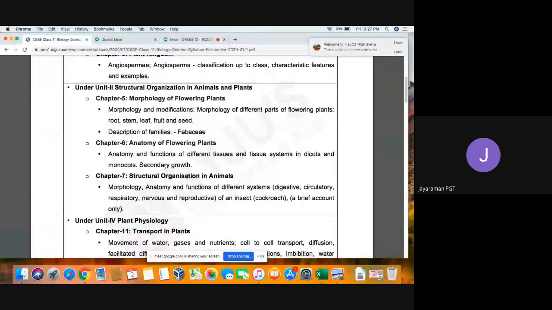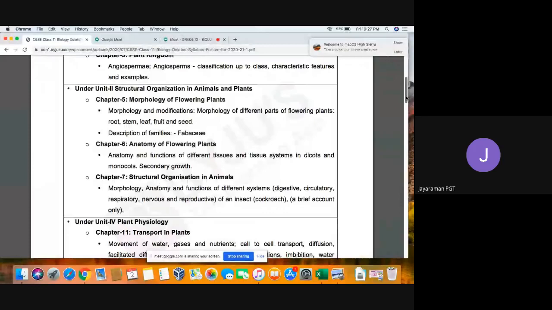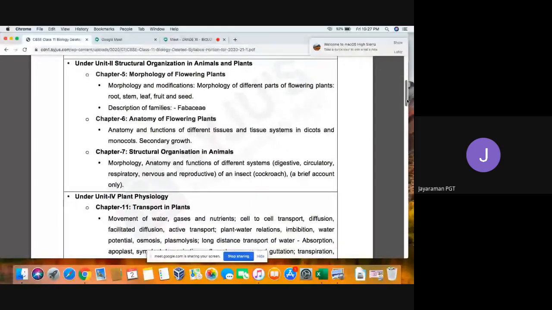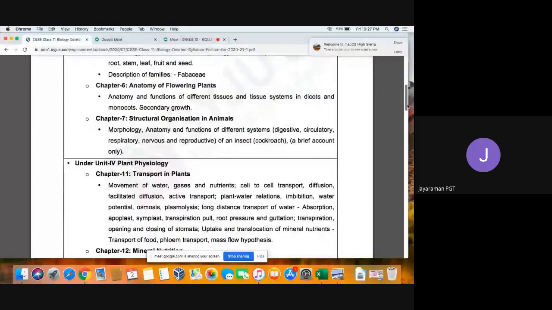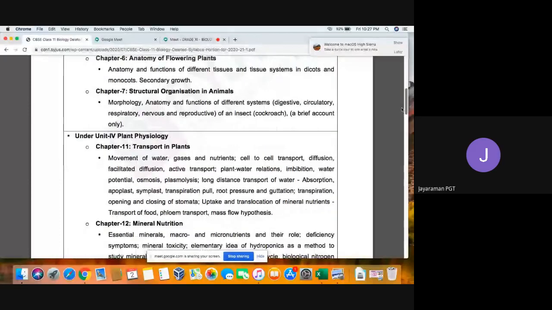Since we studied one part in the flower, we go for the next chapter, chapter 7, Structural Organization in Animals. Later on we will try to complete many units for the term one exam or term two exam. As I already told you, we'll be touching every unit, including plant physiology. Otherwise, it will be dry.